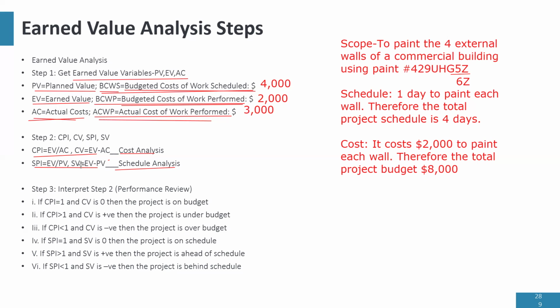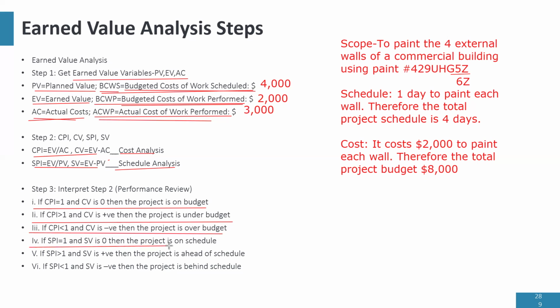Then we can interpret the result from step 2. If CPI is equal to 1 and CV is 0, then the project is on budget. If CPI is greater than 1 and CV is positive, then the project is under budget. If CPI is less than 1 and CV is negative, then the project is over budget.